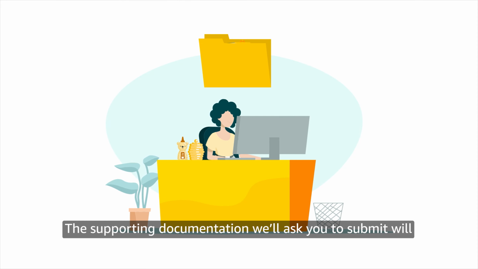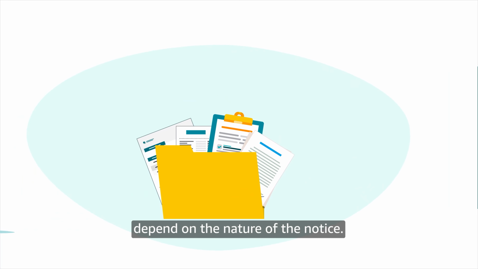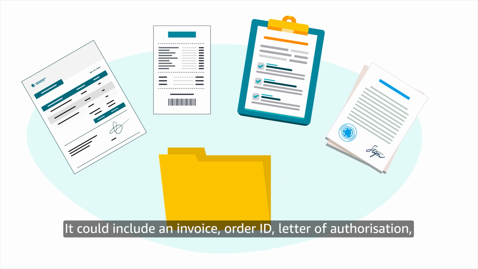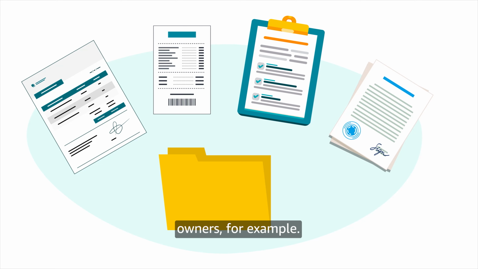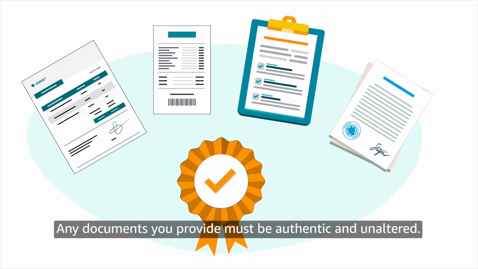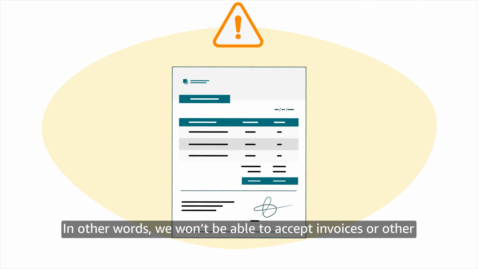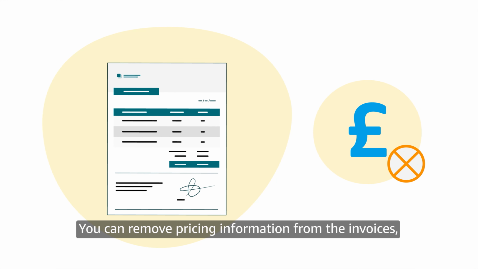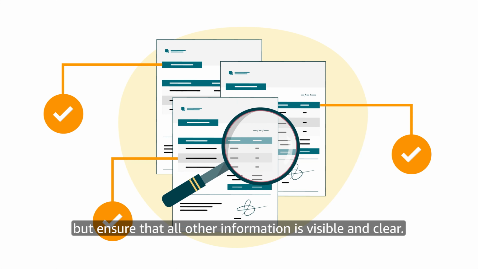The supporting documentation we'll ask you to submit will depend on the nature of the notice. It could include an invoice, order ID, letter of authorization, licensing agreement, or retractions from the rights owners, for example. Any documents you provide must be authentic and unaltered. In other words, we won't be able to accept invoices or other documents that have been manipulated. You can remove pricing information from the invoices, but ensure that all other information is visible and clear.